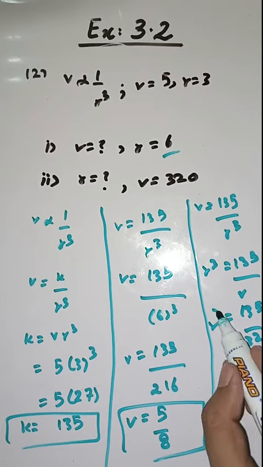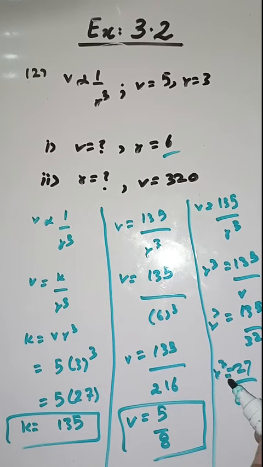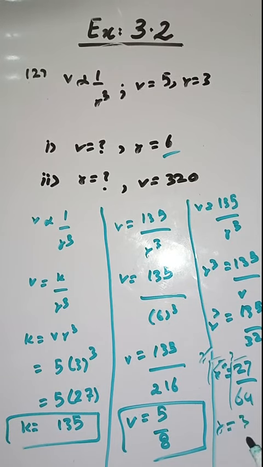So r cube is equal to 135 over 320, which is equal to 27 by 64. So we want only r value, not r cube, so we take cube root on both sides. So we get r is equal to 3/4. So second part is also done. We have to find the value of r.